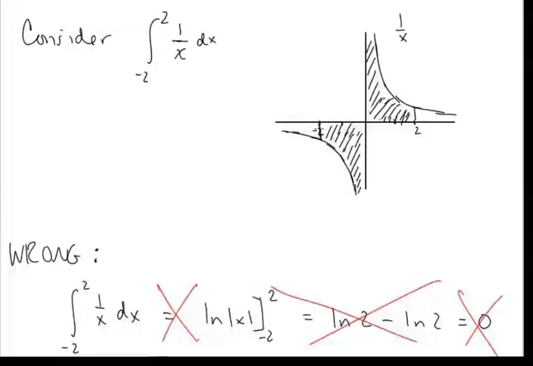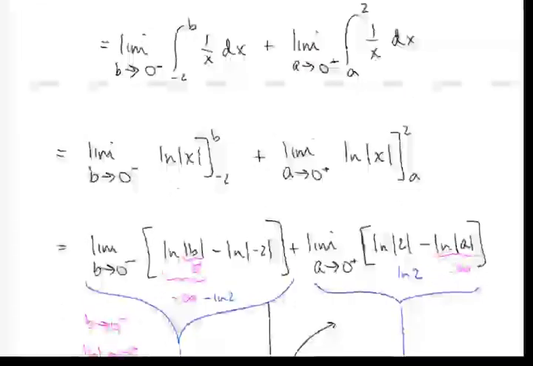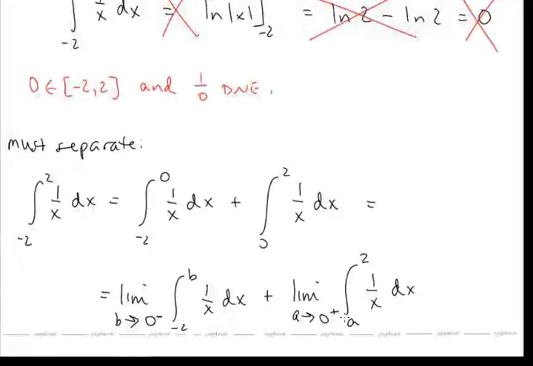So here we're taking the area from negative 2 to b, and b is going to 0 from the left. On this side, we've got the area from a to 2, right? That's this area. That's this area here, and this area here. And a is going to 0 from the right. So that's where we're getting the left and the right limits from here.